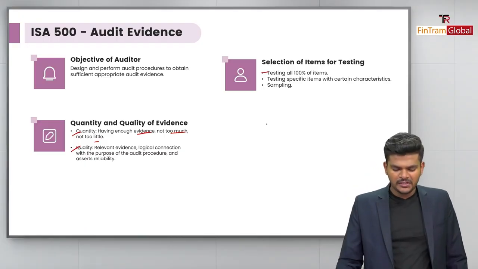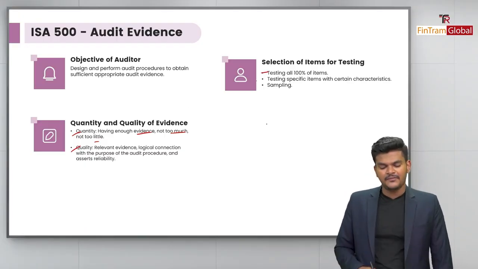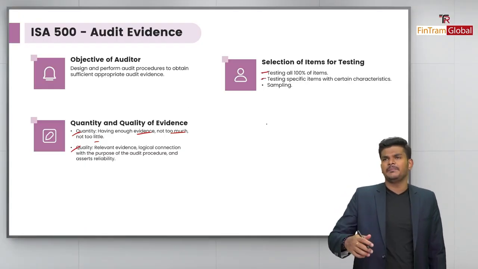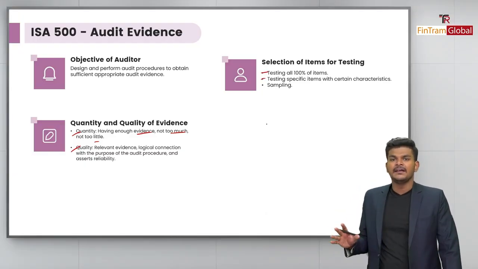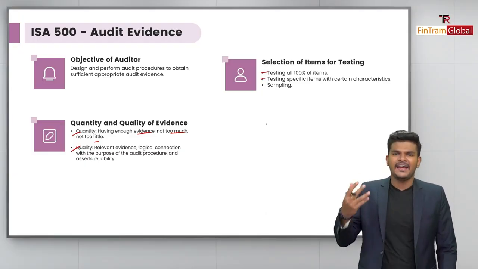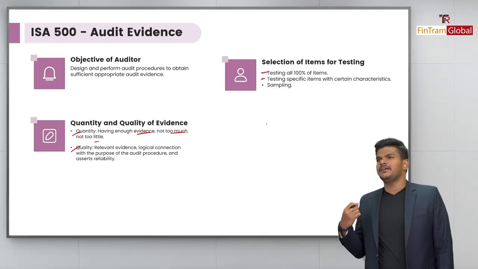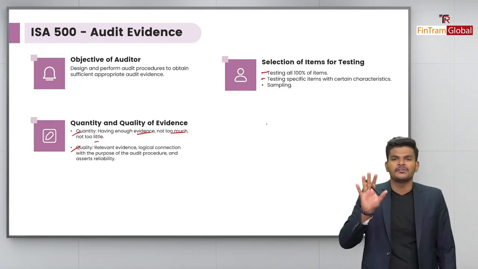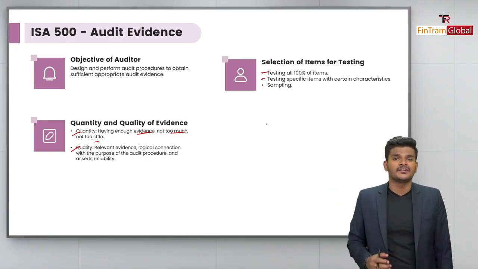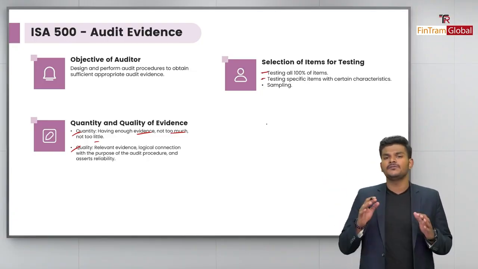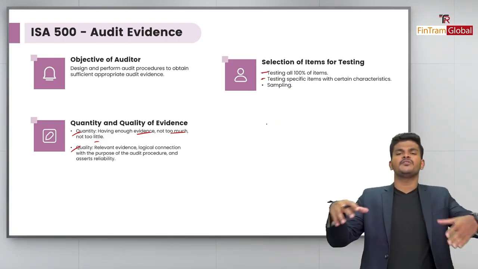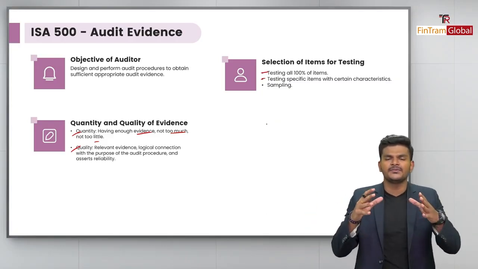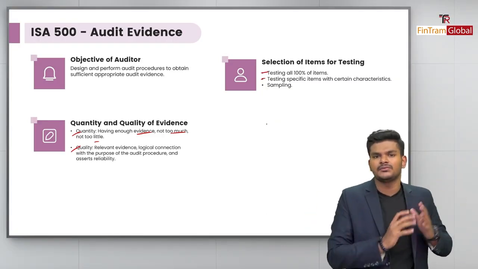Or what we can do is we can test items with specific characteristics. Maybe out of a certain population, some items might be a key item, or a high risk item, or there is a chance that there might be something wrong with a certain item, like a related party transaction or something like that. So for those kinds of items, we group together certain items with similar characteristics and just test those items itself.